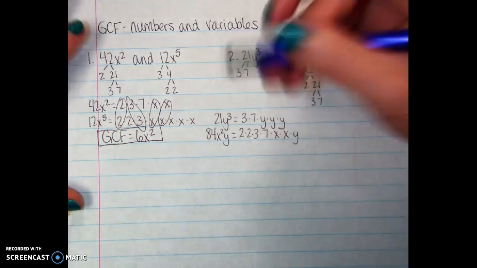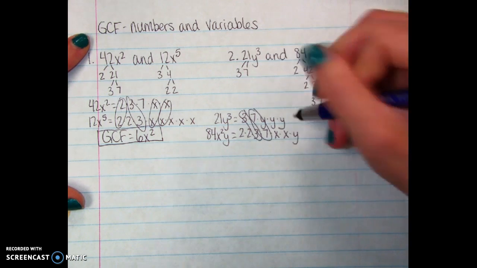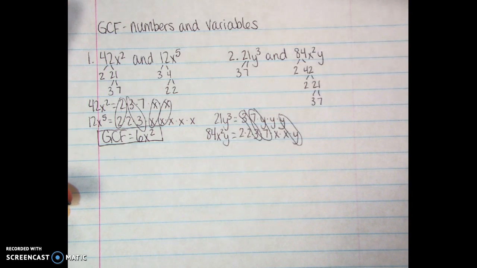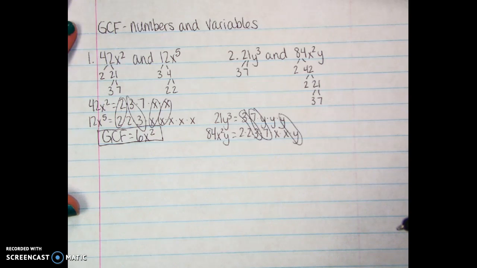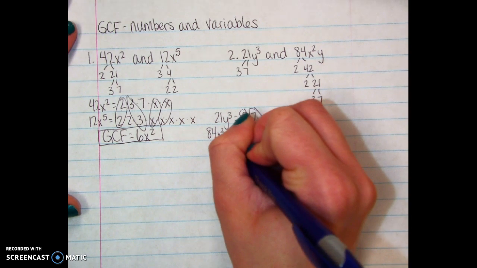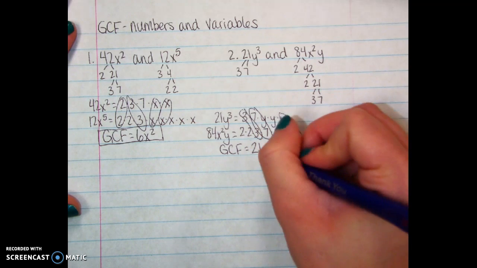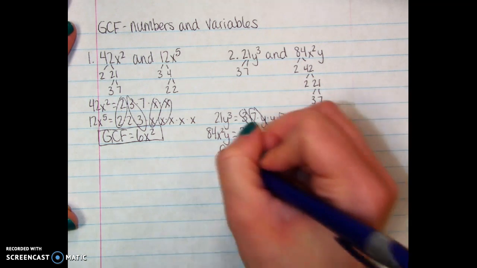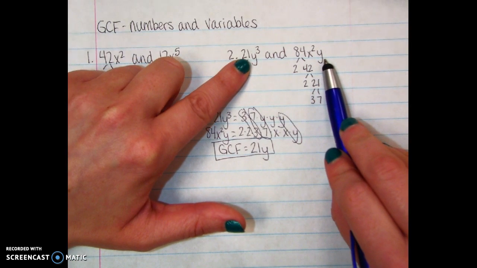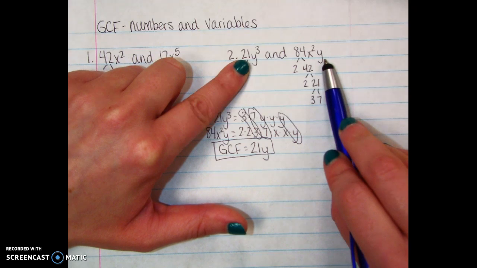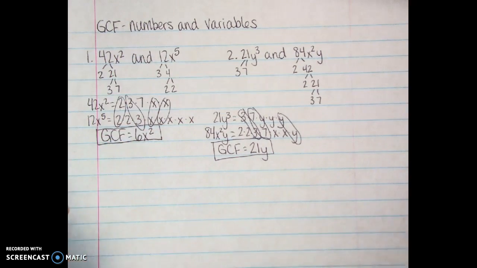Okay, circle what they have in common. They each have a 3, they each have a 7, and they each have a y. The top one does not have any x's, so I didn't circle any x's. So my GCF, 3 times 7 is 21, and then I just have 1 y. And if you look, it's the lowest y. Remember how I told you look at the smallest exponent? This has a 3, this has a 1 technically. There's the 1.